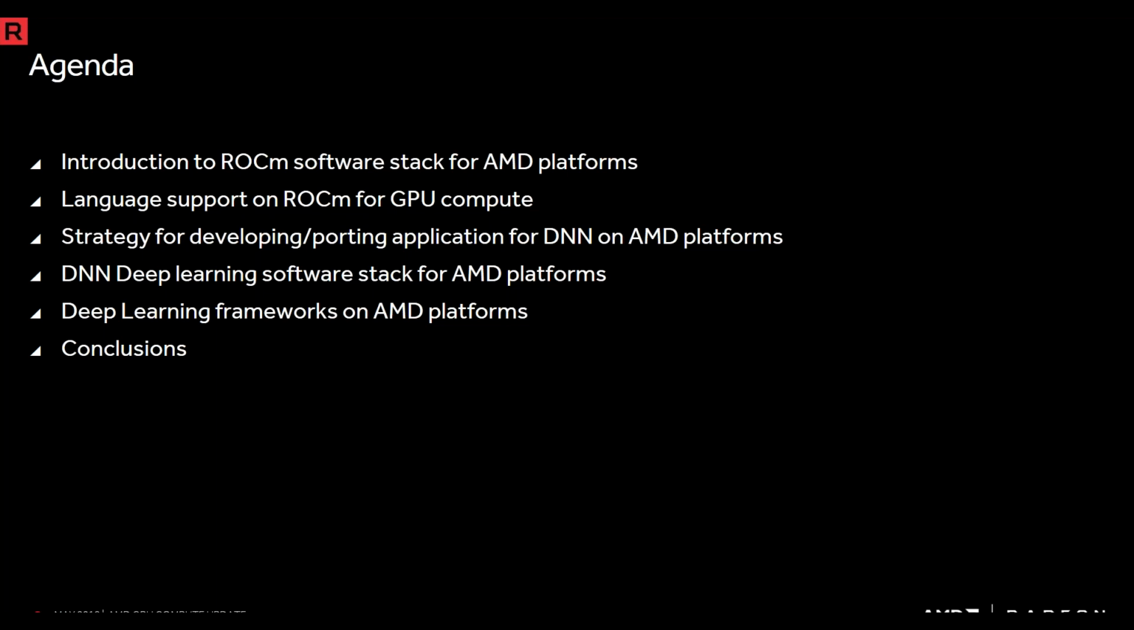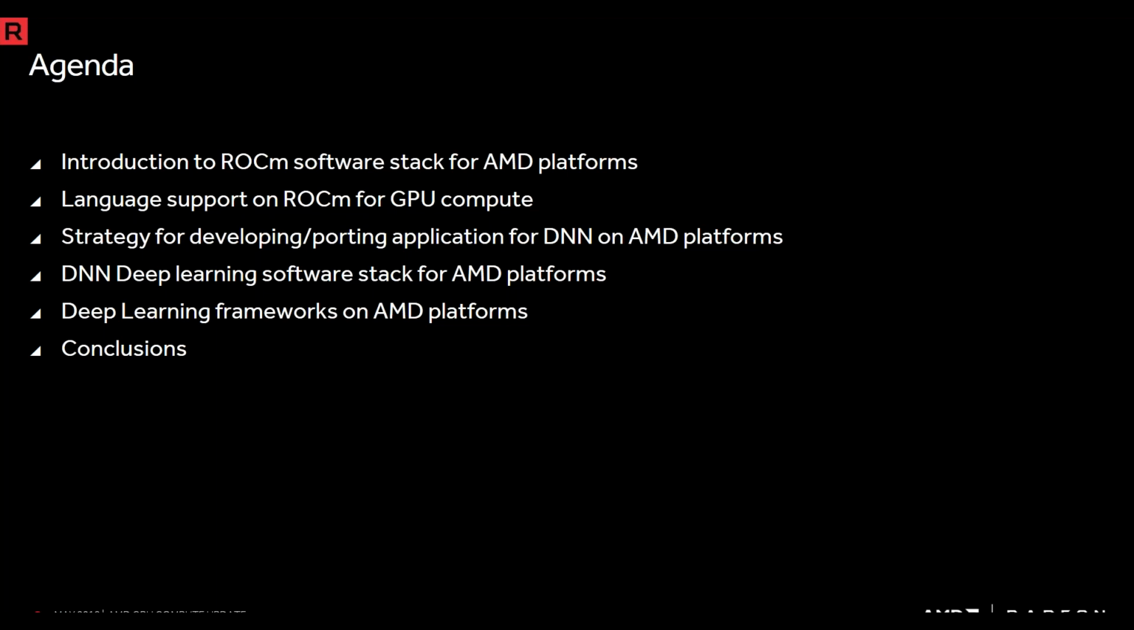As you all know, GPUs are one of the biggest enablers for deep neural networks, because GPUs can compute very fast compared to CPUs, probably 20 to 30 times faster. That's the reason why GPUs are preferred for DNN, especially for training, and for inference as well. Now, AMD also has a stack which can be used for developing DNN applications and for inference. So this webinar essentially is to introduce you all to the ROCm stack for AMD platforms. That's the first agenda item.